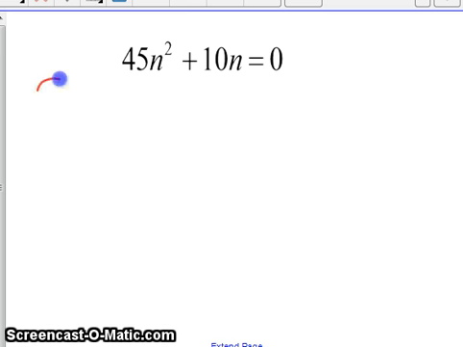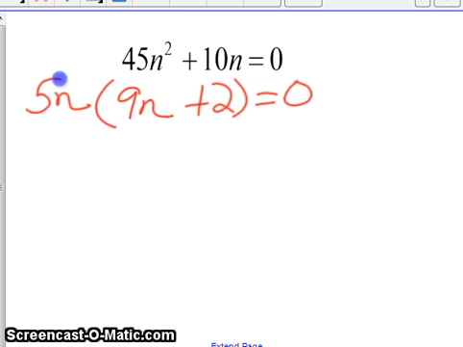All right, so I'm dividing by 5n. The GCF is 5n. Yes, great. 45n squared divided by 5n is 9n. 10n divided by 5n is 2. How can I factor this stuff inside the parentheses?